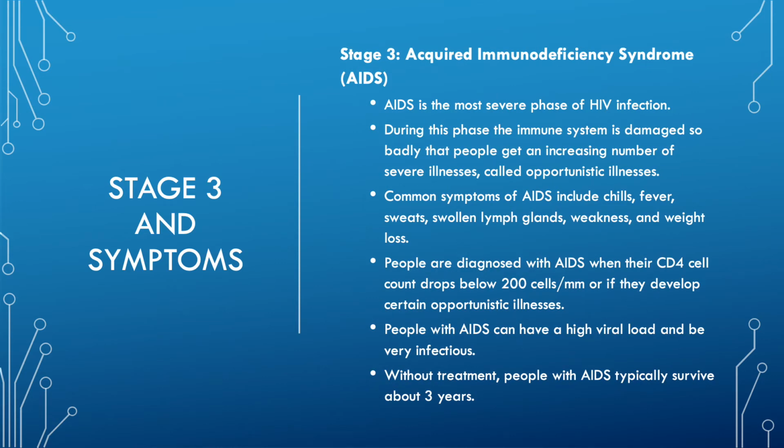AIDS is the most severe phase of HIV infection. During this phase, the immune system is damaged so badly that people get an increasing number of severe illnesses called opportunistic illnesses. Common symptoms of AIDS include chills, fever, sweat, swollen lymph glands, weakness, and weight loss. People are diagnosed with AIDS when their CD4 cell count drops below 200, or if they develop certain opportunistic illnesses. People with AIDS can have a high viral load and be very infectious. Without treatment, people with AIDS typically survive about 3 years.